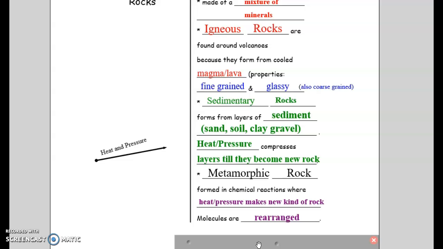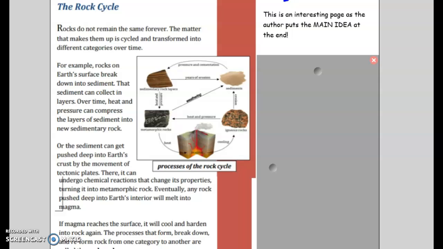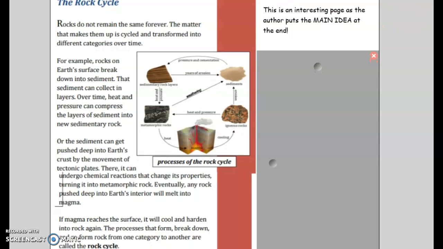Now I'm going to read with you page 27 about the rock cycle, and then you'll fill in the notes on the back of the paper on your own. So the rock cycle. One thing I want to clue you into is that the main idea of this page is actually at the end, which you don't find very often when you're reading nonfiction. Typically it's at the beginning of a paragraph or of a page. In this one it's actually at the end. So let's read the page, and then we can highlight.